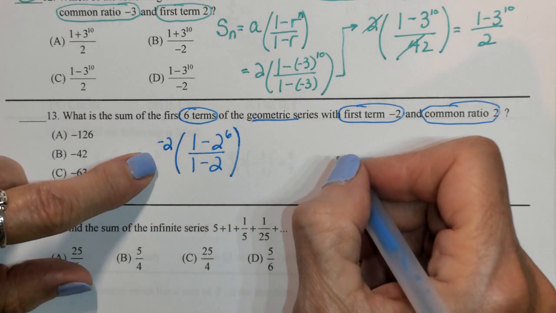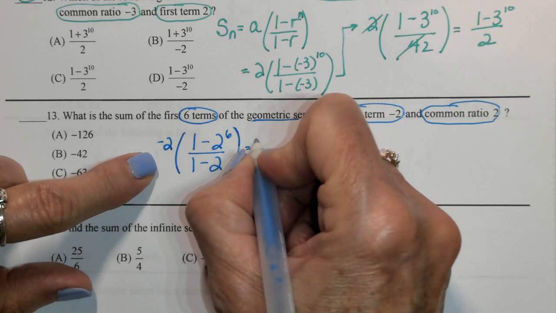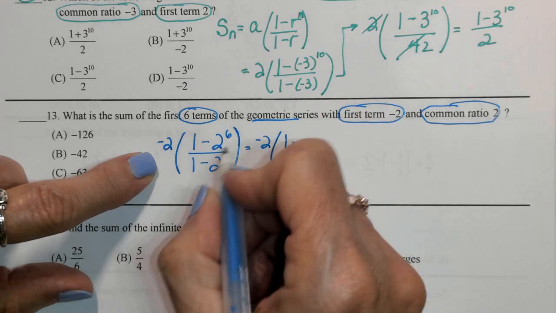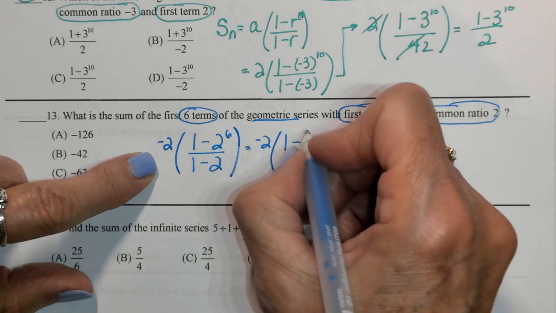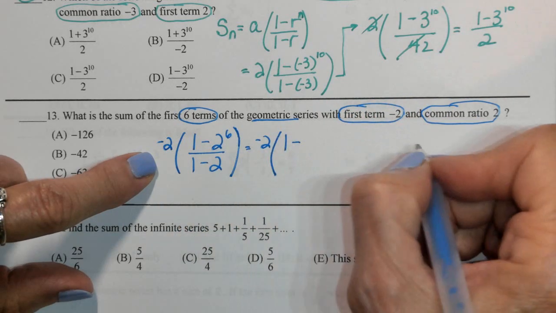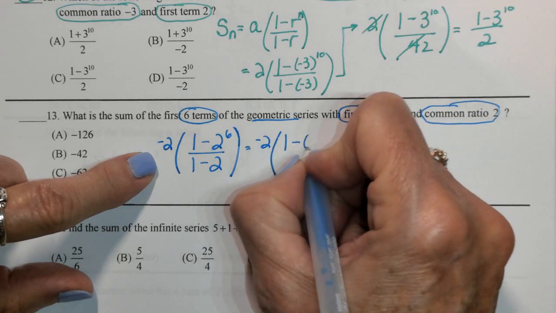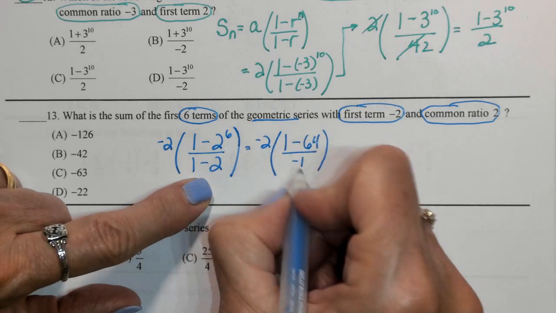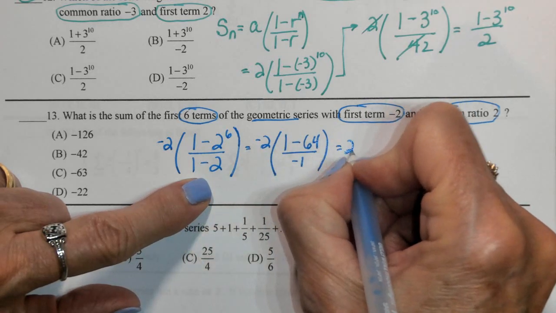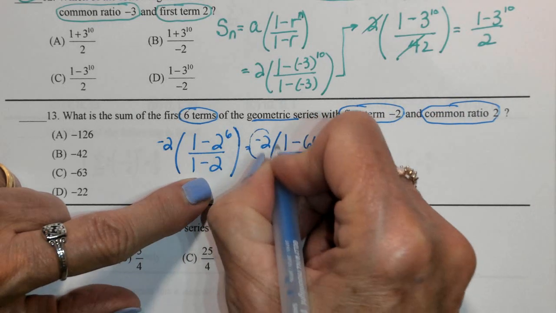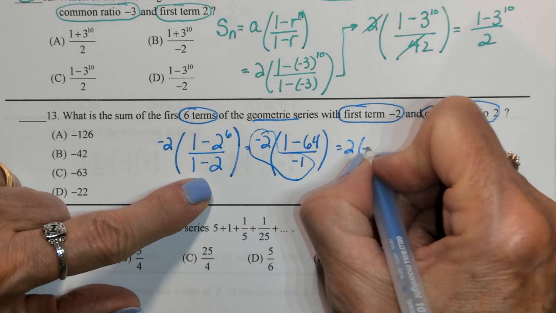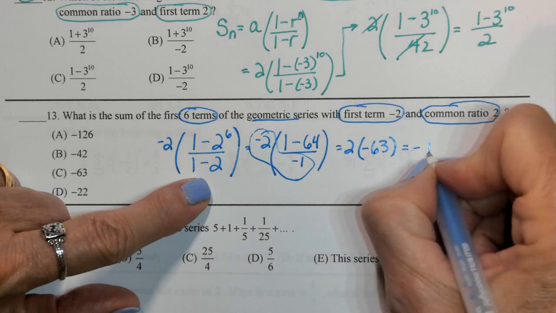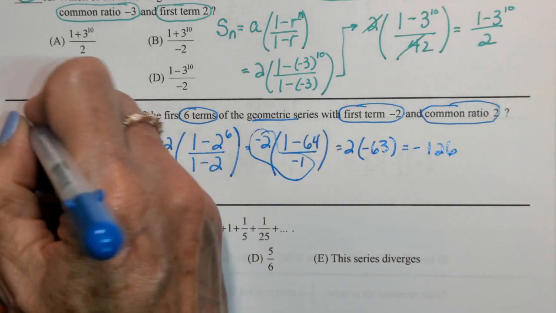So we just have to clean it up. So let's see, we're going to have -2 times 1 minus 2 to the 6th. 2 to the 6th is, I know 2 to the 5th is 32, so 2 to the 6th is 64, over a -1. I'm going to make that a +2, right? +2 times a -63. So -126.